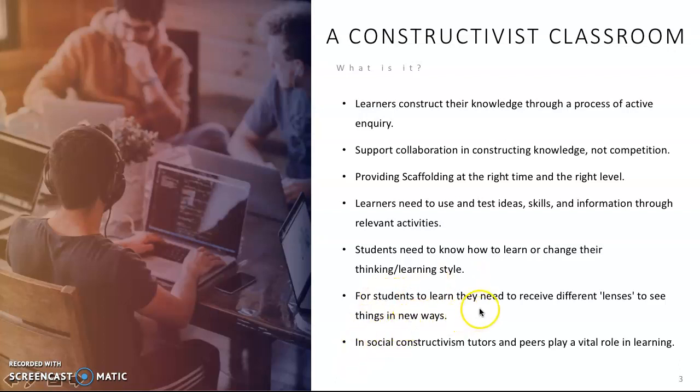And for students to learn, they need to receive different lenses to see things in different ways. That one's also similar. And in social constructivism, tutors and peers play a vital role in learning. That one touches largely on collaboration again, and I guess Vygotsky's theory of students will learn a lot more by what they learn off their peers around them.